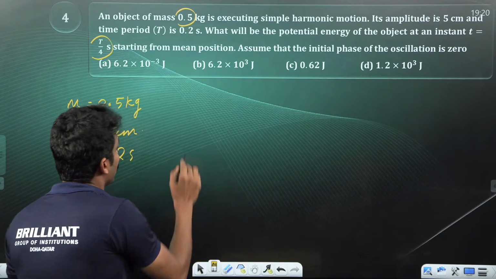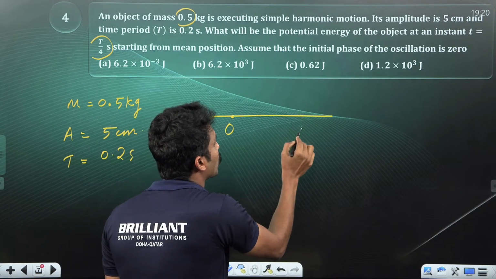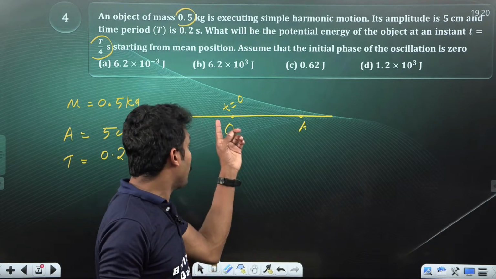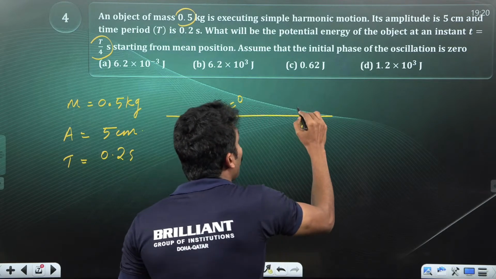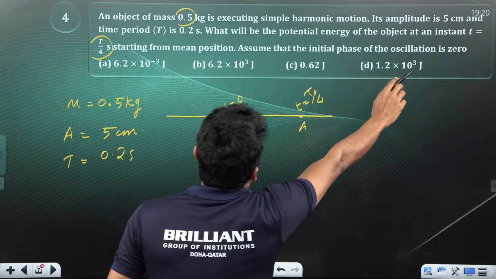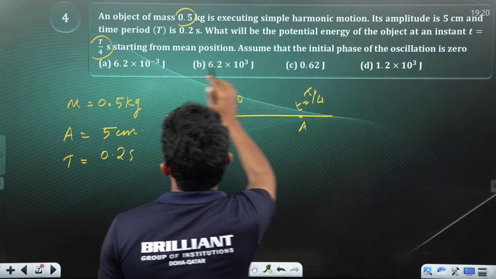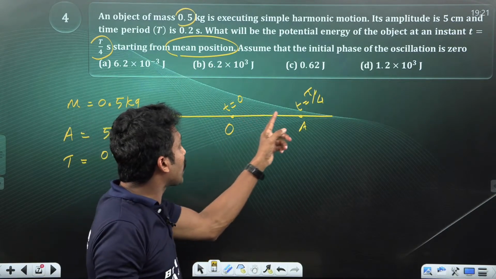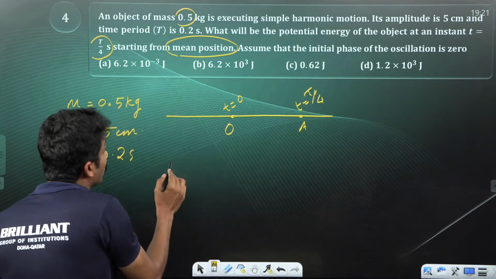Listen, suppose this is the path of the simple harmonic motion. This is the mean position, this is the extreme end. At time 0 second, let the body be at the mean position. Then at time t equal to T by 4, the body will be at the extreme end. Its amplitude is given, time period is given, and the potential energy at t equal to T by 4 starting from the mean position is asked. After a time T by 4, the object will be at the extreme position.